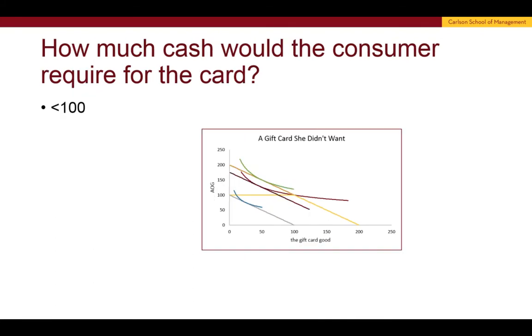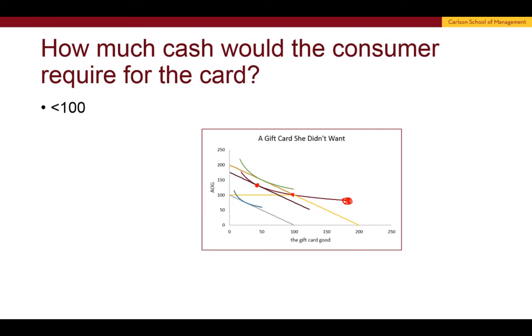Well, now let's ask the question, how much cash would the consumer require in exchange for the card? So what we're asking here is, suppose we made a parallel shift in the budget constraint from the gray one they started with up to some budget constraint that would allow them to achieve the gift card level of utility. And this one here, not quite sure what color that is, is what happens when you shift the original budget constraint out parallel, which is equivalent to giving cash, until we just touch the indifference curve that has the utility level associated with having the gift card, right? It's the same utility level here as here.